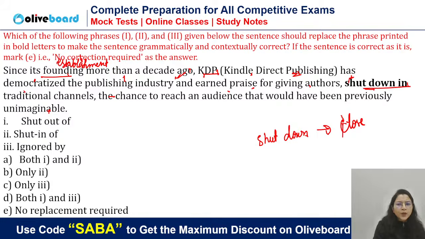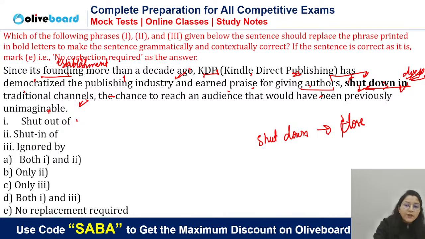Is it making sense? You will say shut down in channels or shut down due to traditional challenge. Even if you are talking about businesses that shut down because of channels, you will not use the word shut down in traditional challenge. You will say shut down due to traditional challenges. And here we are talking about authors, giving authors. So the author shut down, is it making sense?